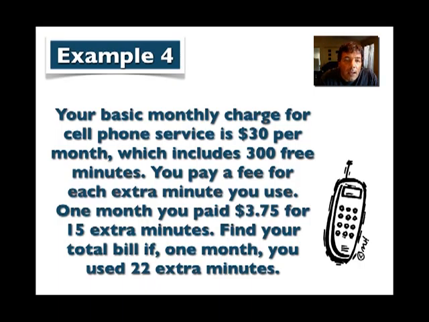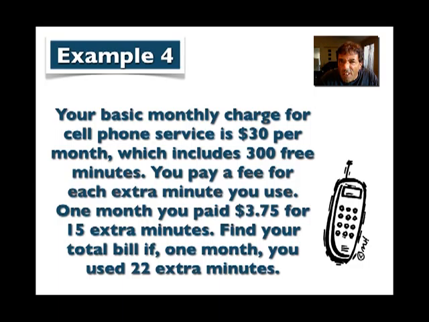This is about cell phones, and it says your basic monthly charge for a cell phone is $30 a month, and that includes 300 free minutes. But you have to pay a fee for every additional minute used after 300 minutes. And you remember that 1 month you paid $3.75 for 15 extra minutes. And what they're asking is this: what if 1 month you used 22 extra minutes? What would be your total bill? How much would your cell phone cost for that month?